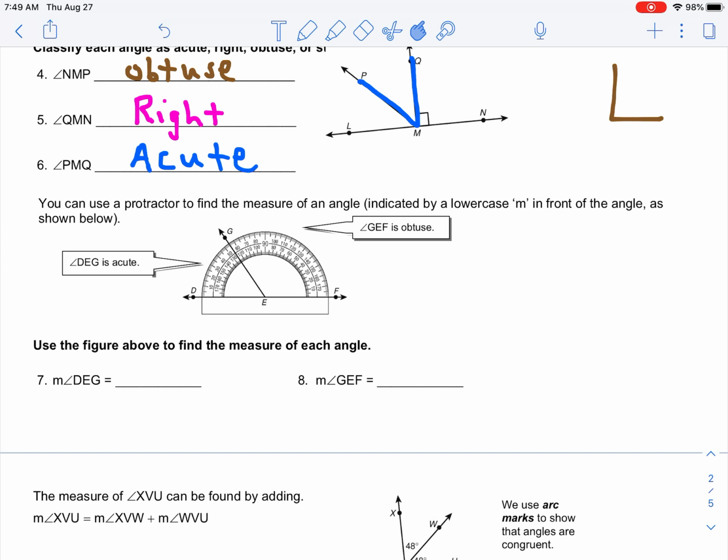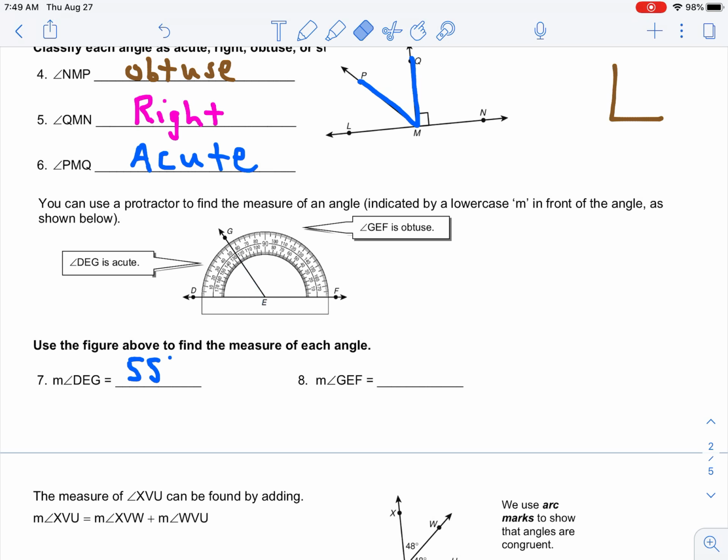In this picture, we notice the angle DEG is acute. So I know that DEG has to be less than 90. Because it's less than 90, when I read this line where it goes, I want to take the number that's smaller than 90. You'll notice this hits at 125 and 55. Because I know this angle is smaller than 90, I have to use the 55-degree mark from our protractor.